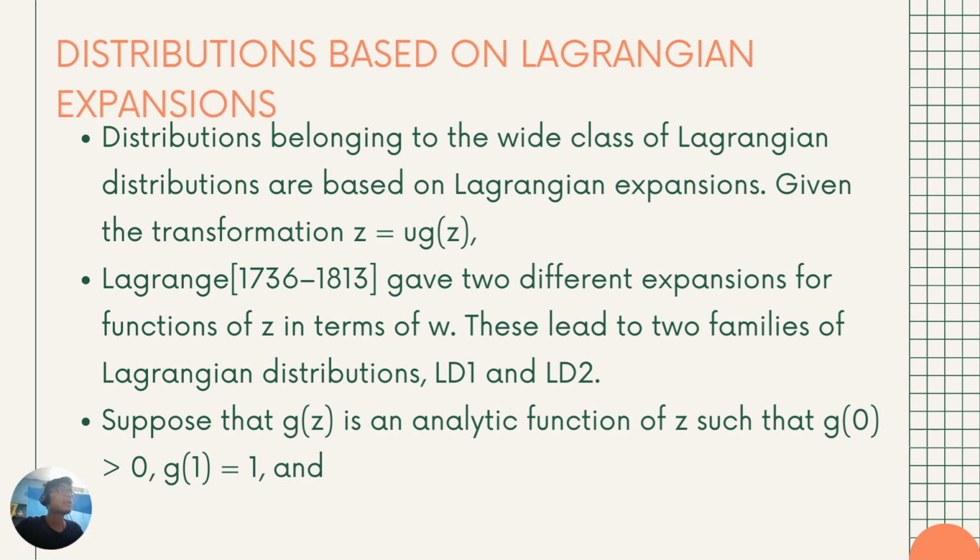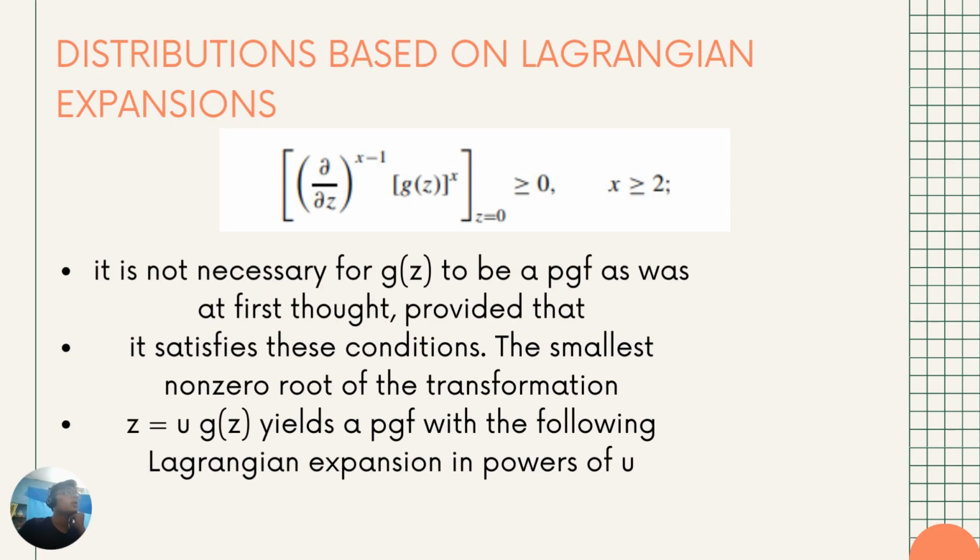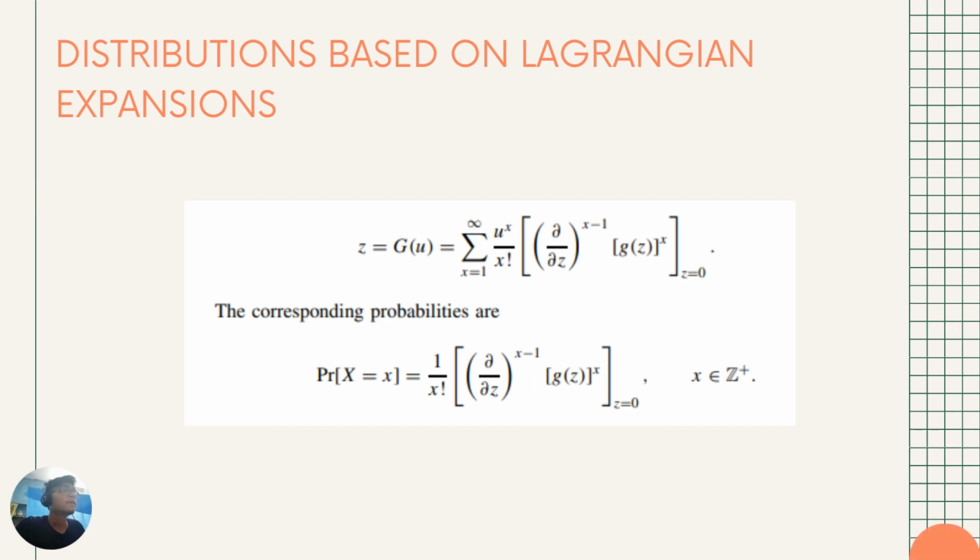Suppose that g(z) is an analytic function of z such that g(0) is greater than 0 and g(1) is equal to 1. It is not necessary for g(z) to be a PGF, as was at first thought, provided that it satisfies these conditions. The smallest non-zero root of the transformation z is equal to u g(z) yields a PGF with the following Lagrangian expansion in powers of u. So this essentially gives the explanation and summarizes the Lagrange distribution.